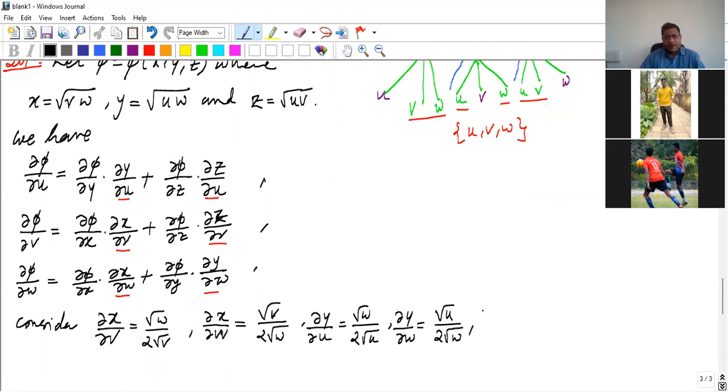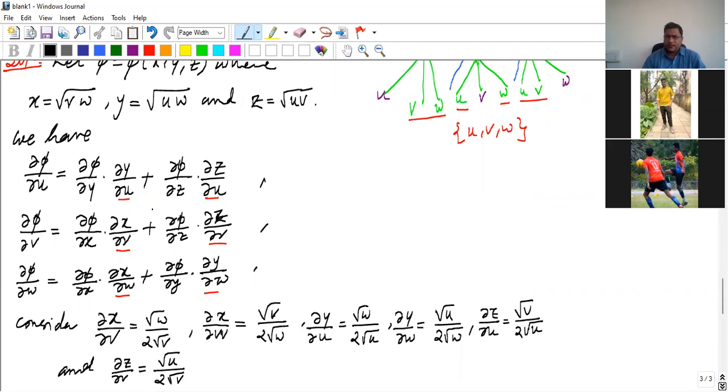Now the derivative of z, so ∂z/∂u. It is root of v upon 2 root of u. And what is the last remaining? ∂z/∂v. It is root of u remains as it is, and this is 2 root of v. Okay, so have you got these 6 derivatives? Yes, sir. We have differentiated x, y, z with respect to u, v, and w. And now we have to put these values in this formula.